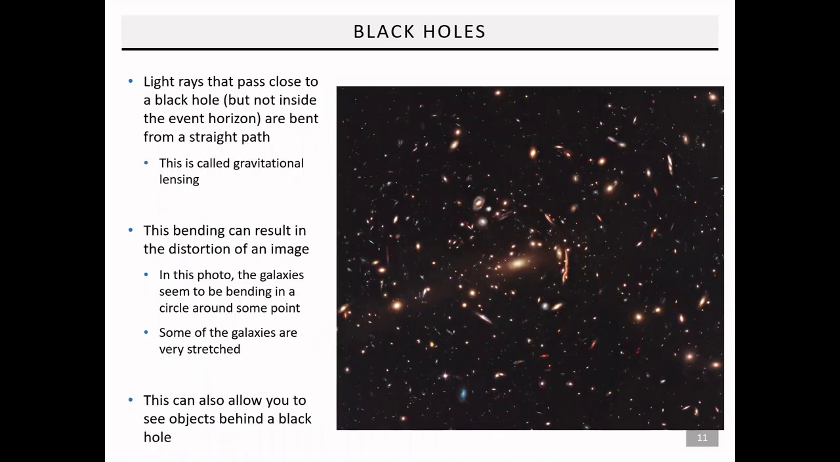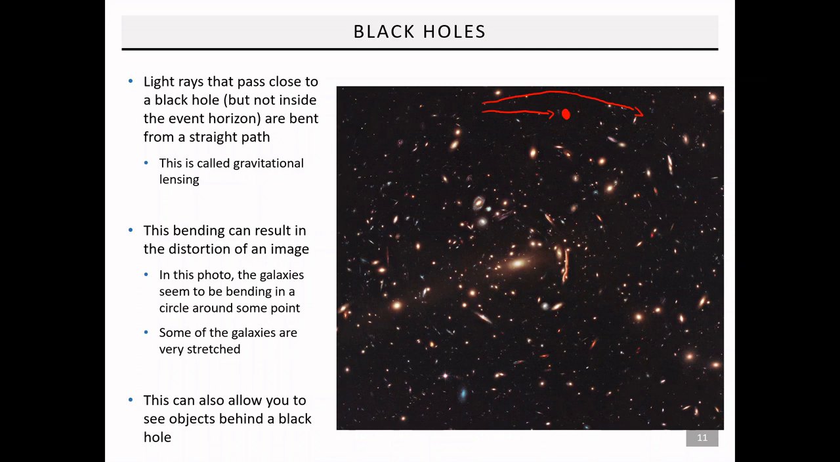So if light can be sucked into a black hole, if I draw a black hole up here, then light rays which pass close by, but not inside of the event horizon, can be bent from their normal straight path. So if I have another light ray that passes near the top of it, as long as that light ray doesn't cross the event horizon, that light ray will be bent from the straight path.